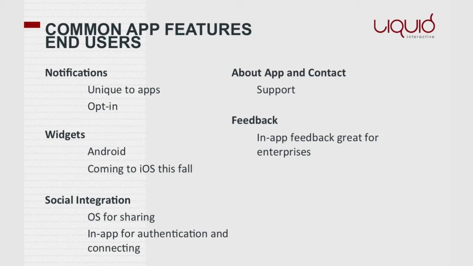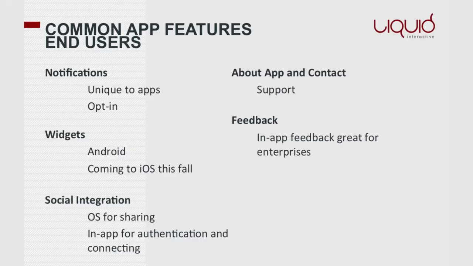Widgets have been coming on Android for a while, but also they're coming to iOS this fall. You'll be able to see and have interactions with notifications that pop up on your iOS devices. Social integration is the core of most mobile operating systems, but you should also have it embedded within your mobile app. You can use that for authentication to allow a user to log into your app, and also for connecting users of your app.